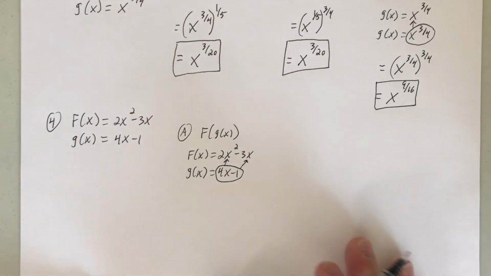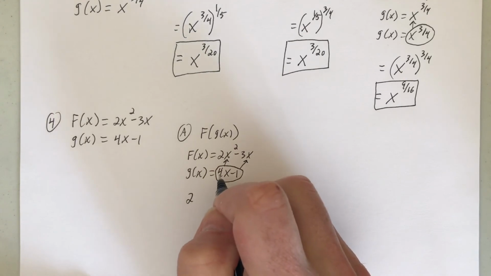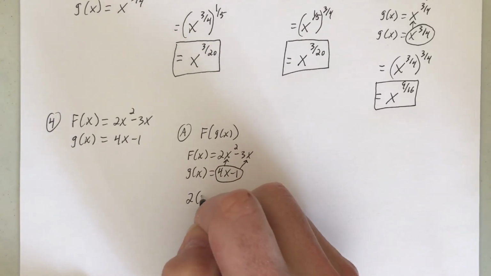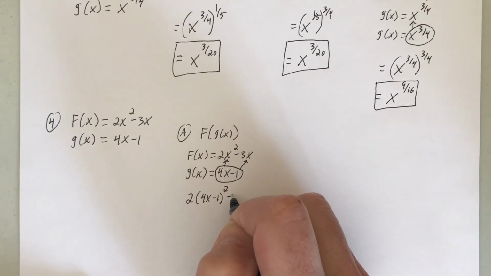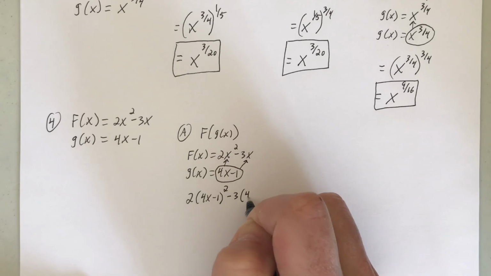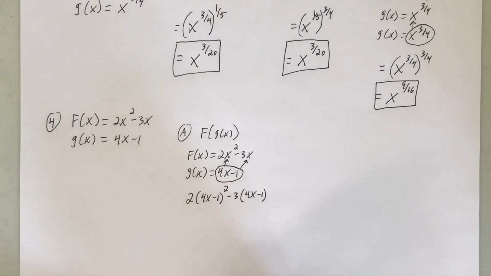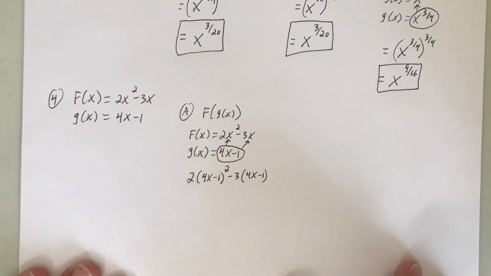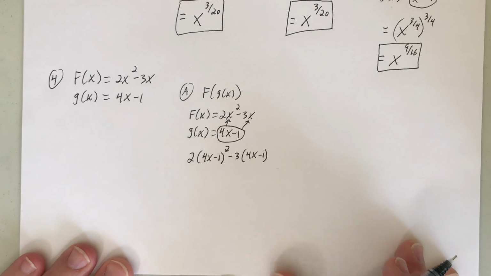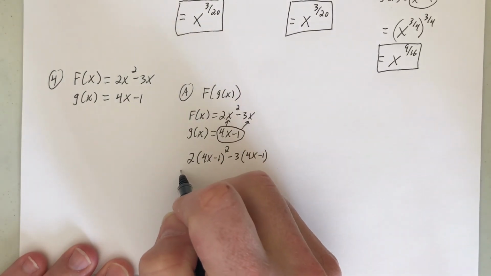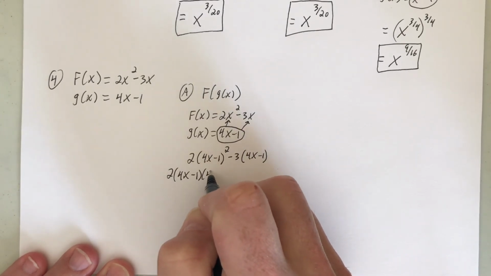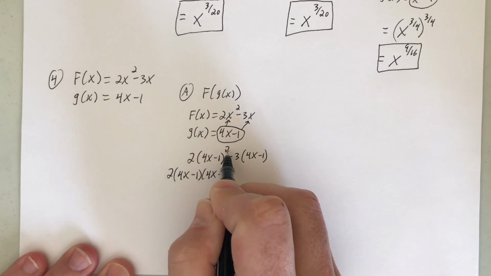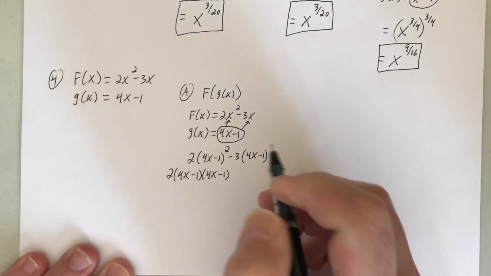So what is that going to look like? I'm going to have the 2 times, plug in my g of x, so 4x minus 1 squared, minus 3 times, and then replacing the x with g of x. So that's what it's going to look like when you substitute it in there. And now, of course, we have to go ahead and simplify. Don't skip any steps. I'm going to write this out as the multiplication, because that's what 4x minus 1 squared means. It means 4x minus 1 times 4x minus 1.